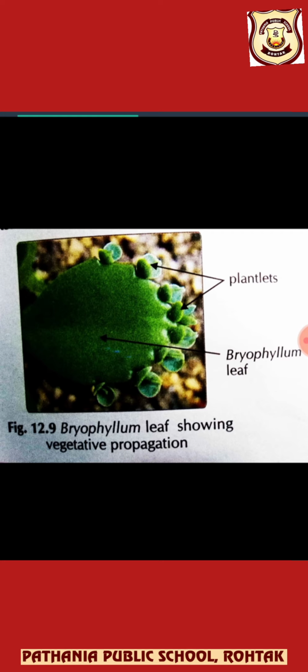You can see the example picture. Small plantlets have grown from it. You can see the buds coming out. Many buds are coming out from the leaf margins and they will grow into a new plant. So remember the name Bryophyllum. That is leaves showing vegetative propagation. So we have done many methods under vegetative propagation.